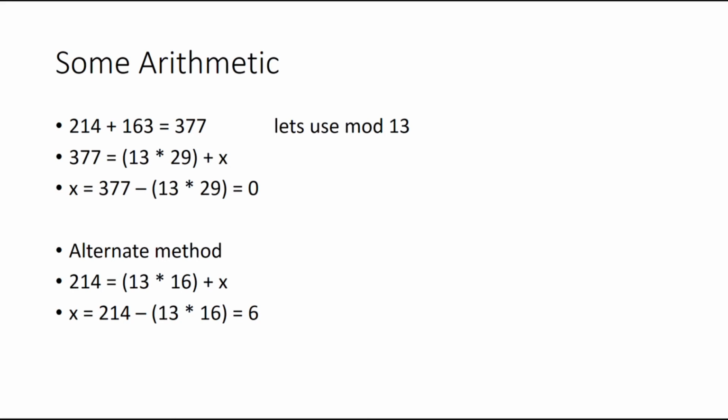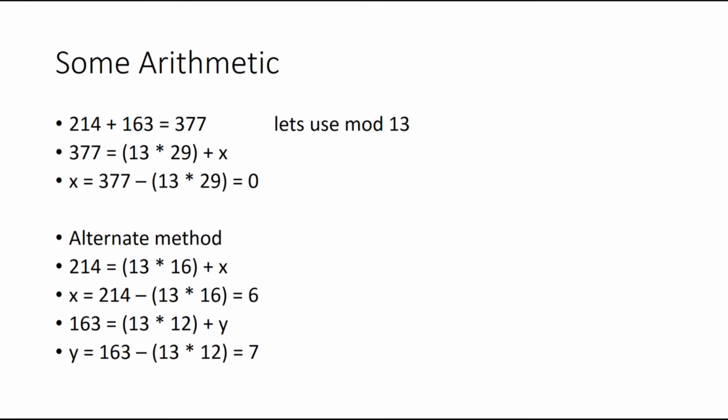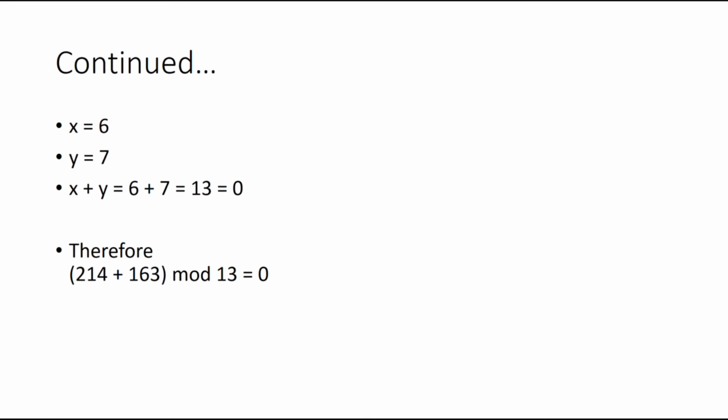So you'll find that x in this case is equal to 6. So 214 mod 13 is equal to 6. Following from this, 163 mod 13 is equal to 7. We'll take that, and we'll go x equals 6, y equals 7. Now before, it said that you're adding them. So 6 plus 7, x plus y, equals 13. But what's 13 mod 13? That equals 0. Therefore, 214 plus 163 mod 13 is equal to 0.